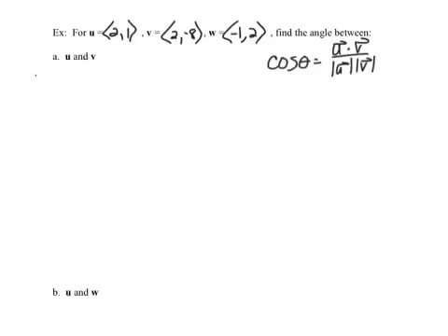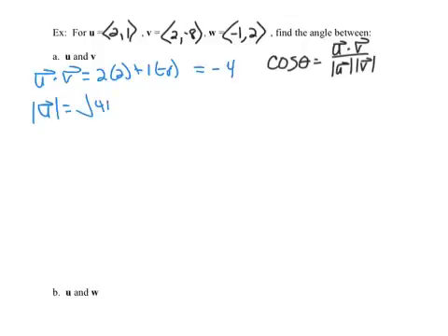So, u dot v is going to be 2 times 2 plus 1 times negative 8. 4 plus negative 8, that's negative 4. There's my numerator. The magnitude of u is going to be the square root of 4 plus 1, which is radical 5. The magnitude of v is going to be the square root of 4 plus 64, which is radical 68.